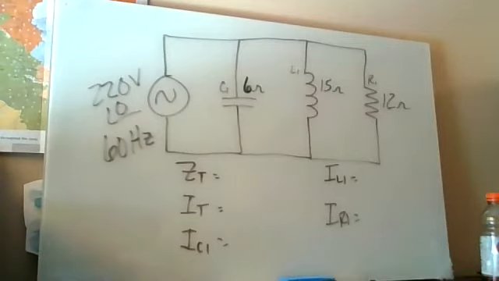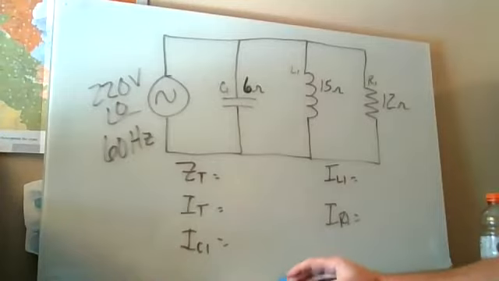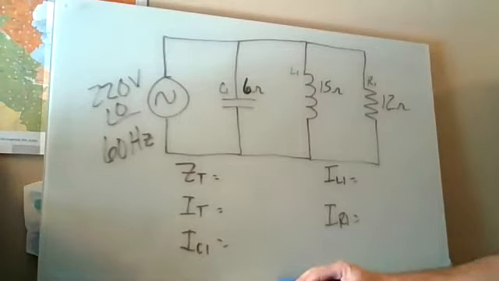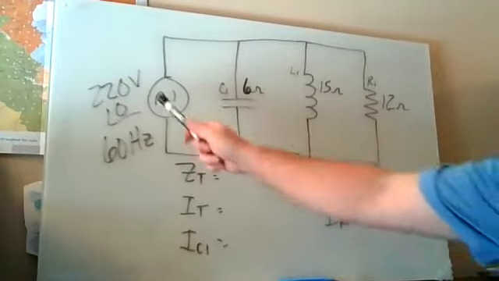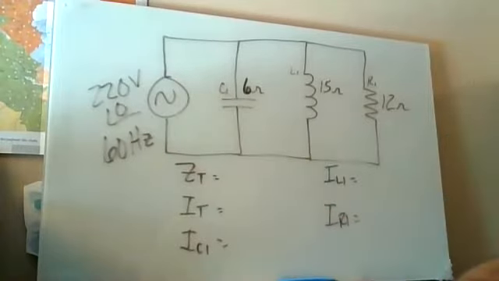So we have a parallel AC circuit. We're going to find Z total, I total, I1, IL1, IR1. All right, so what's the first thing we always do? Make sure we're in phasor, because we know we got to be in phasor to solve. Well, I'm in phasor. Okay, 220 volts and angle 0. What's the next thing I do?